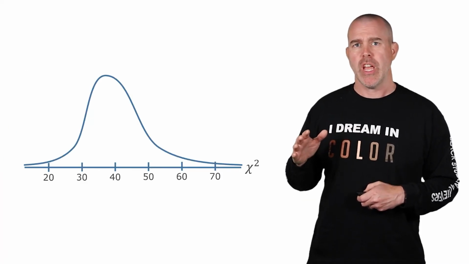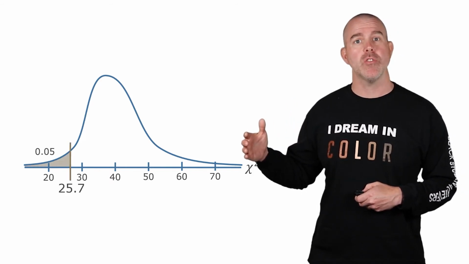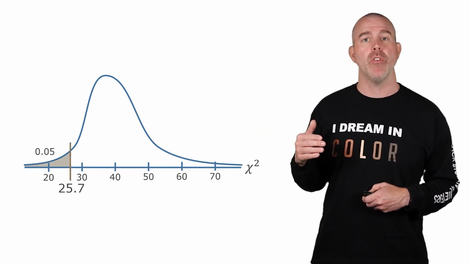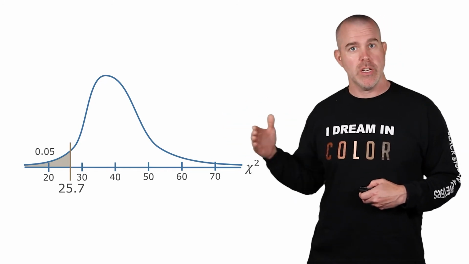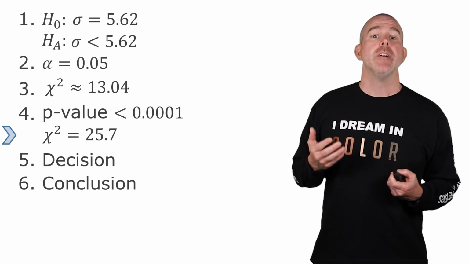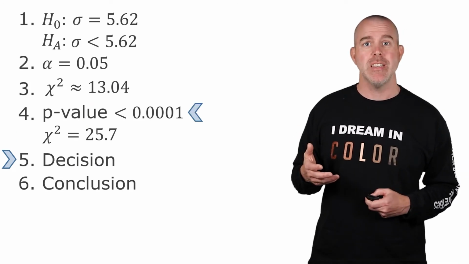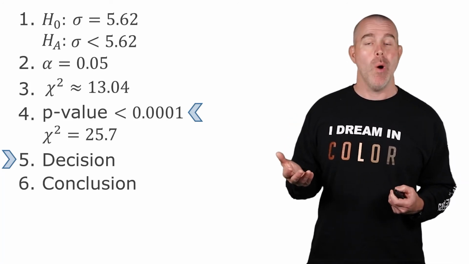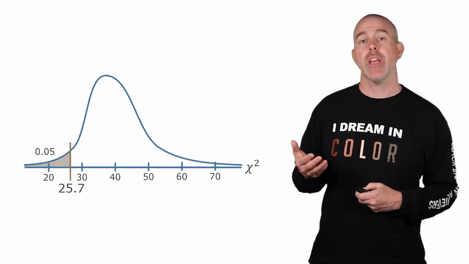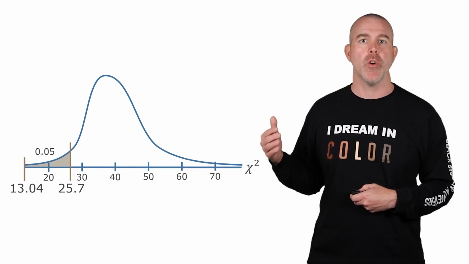To help you visualize this, here's the chi-square distribution shape with a degree of freedom of 39. And our 25.7 is over on the left, and there's area of 0.05 to the left. It's a left-tailed test, so our critical region is going to be on the left. Okay, back to our decision. Well, let's look at our test statistic and our p-value. The p-value is less than 0.0001, so we should reject. And if we look at our test statistic, it's over there in the rejection region, 13.04.